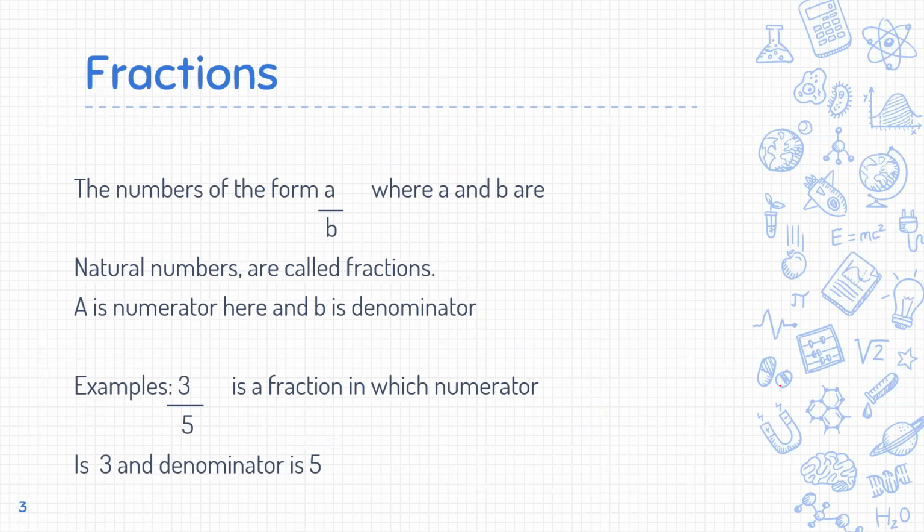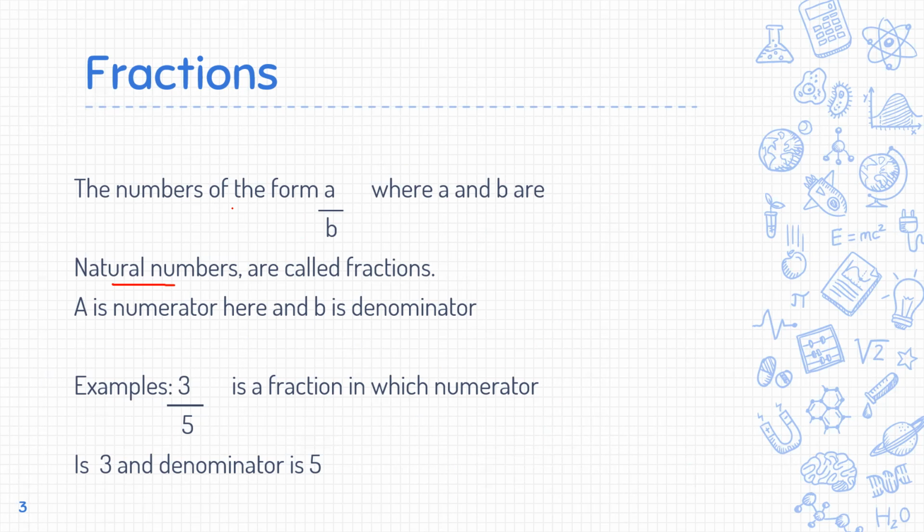So now let's start with the first one, that is fractions. The numbers of the form a upon b, where a and b are natural numbers, are called fractions. And I hope you all know about natural numbers. Natural numbers are all the counting numbers. Zero is not a natural number.